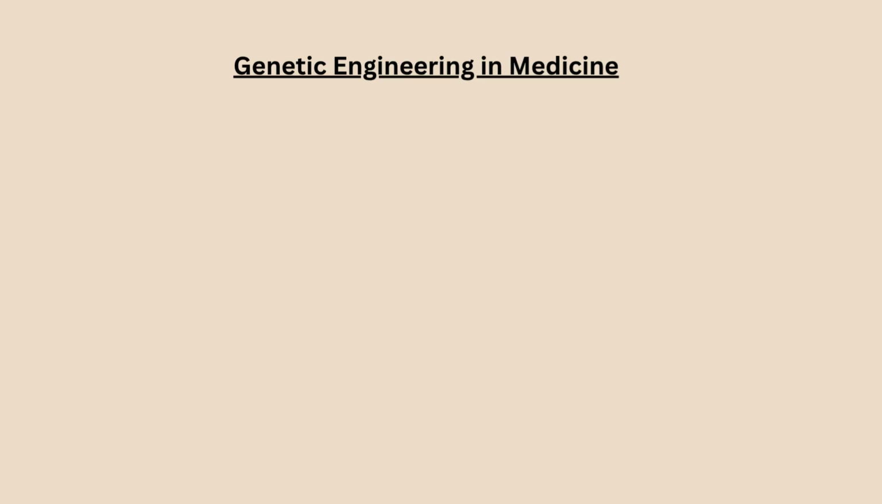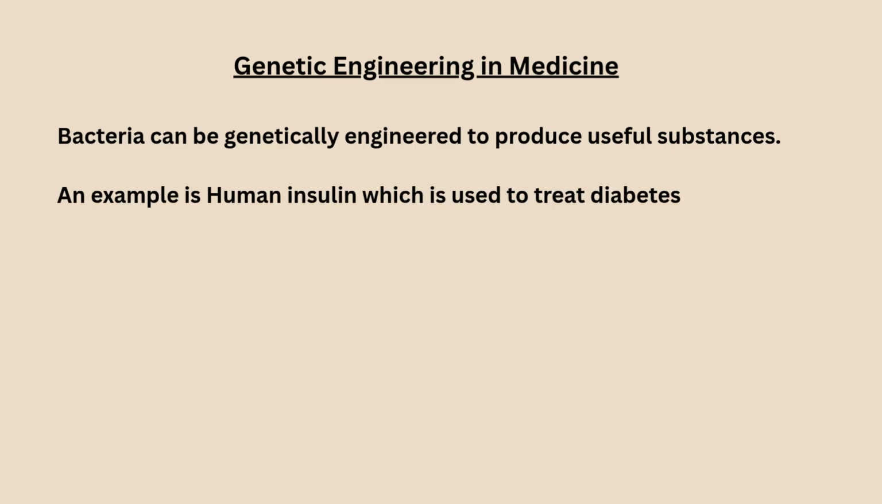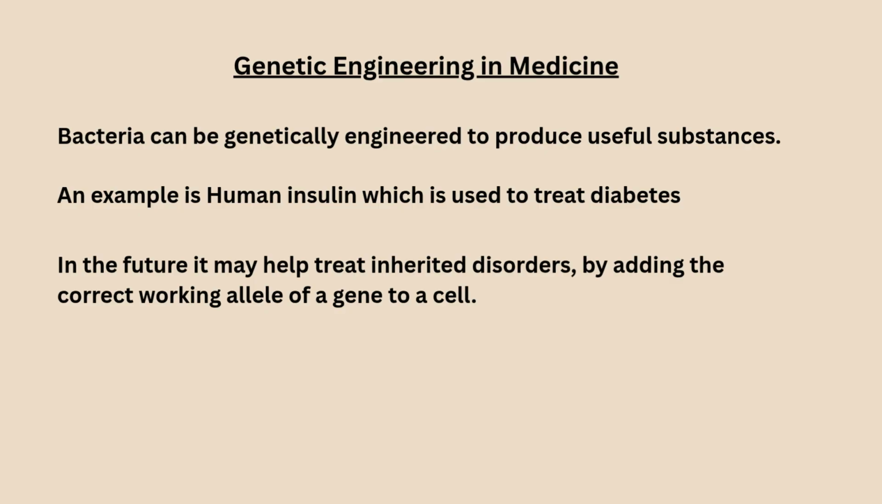Genetic engineering in medicine. Bacteria can be genetically engineered to produce useful substances. An example is human insulin, which is used to treat diabetes. In the future, it may help treat inherited disorders by adding the correct working allele of a gene to a cell. Stages to genetic engineering, using human insulin as an example.